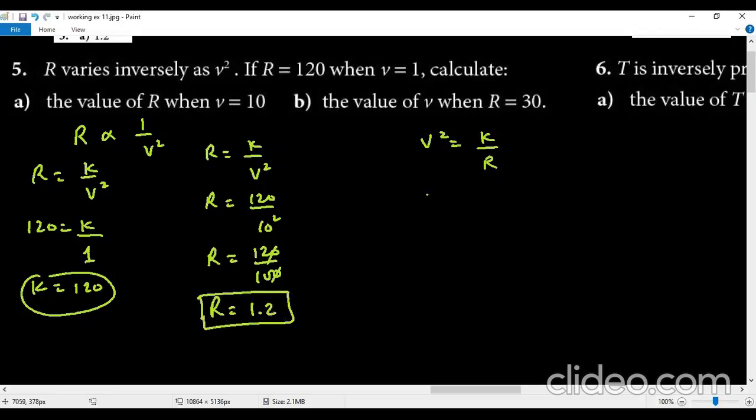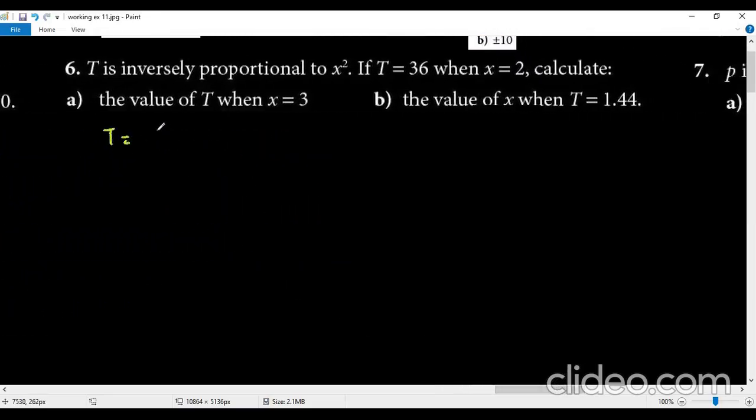In here, we need to find v square. K value is 120 and the value of r is 30. So this is cancelled. V square equals 4. So v is equal to plus minus 2. Now moving on to the next one.